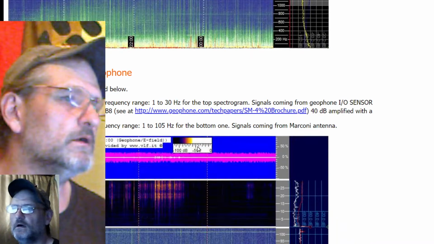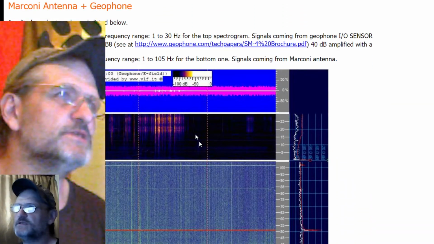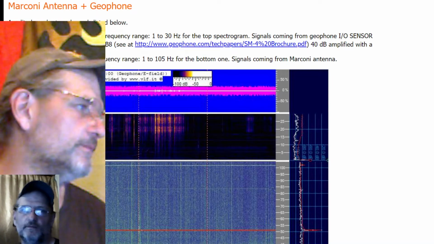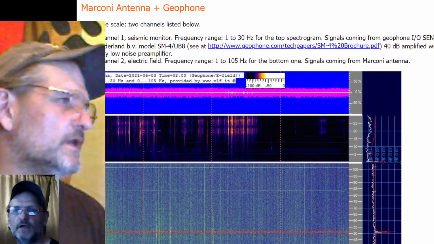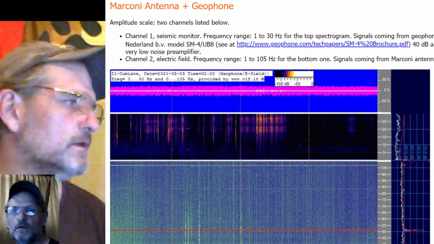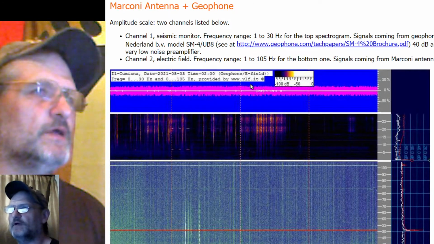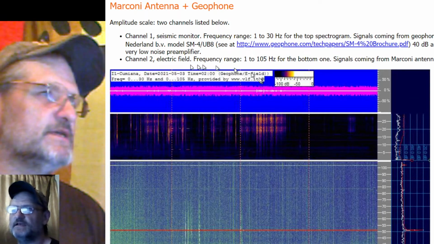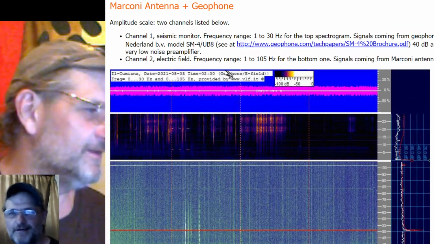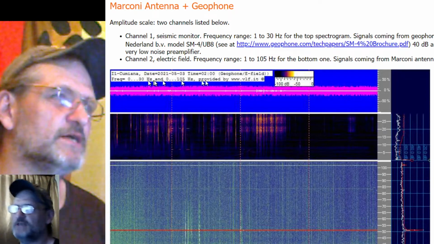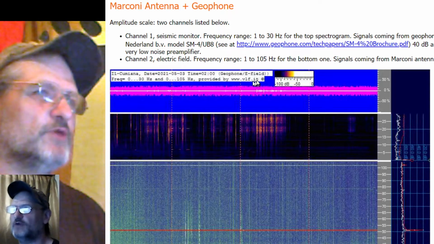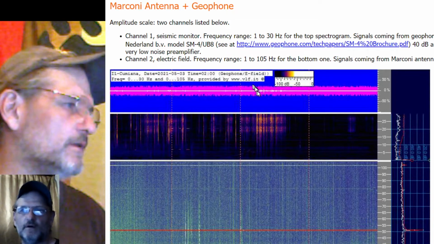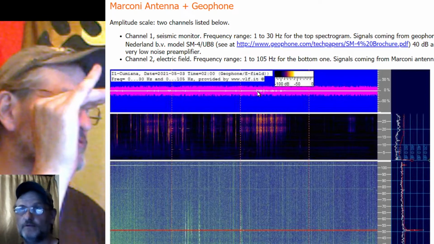So we talk about the Marconi antenna and the geophone. We got to know what we're looking at here. If you go to vlf.it, that's how I got sidetracked a day and a half ago: by showing you where they have a lot of great information on the VLF being capped at 22 kilohertz.